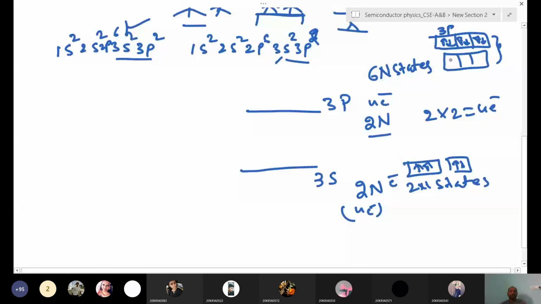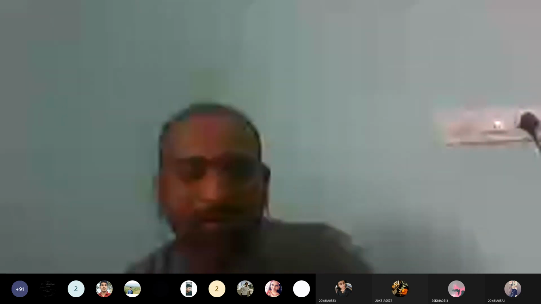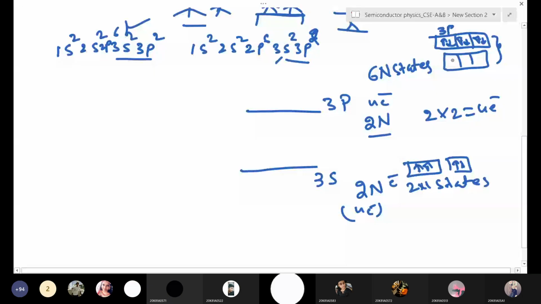Now, according to the Pauli exclusion principle, what is the Pauli exclusion principle? No 2 electrons can have all 4 quantum numbers the same. Yes, that is very good. And also, whatever electrons there are, the lower energy states fill first. These states only fill first.